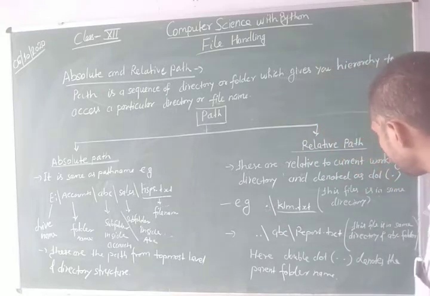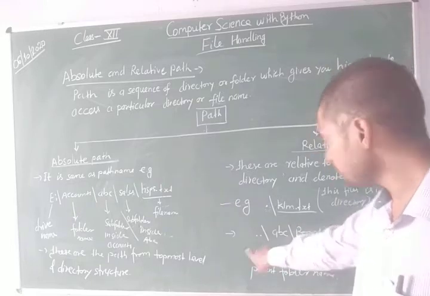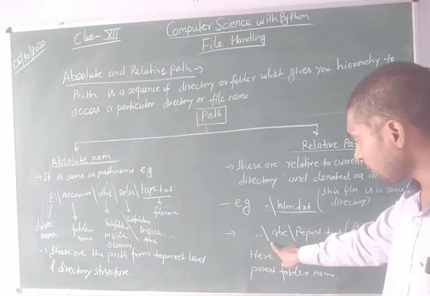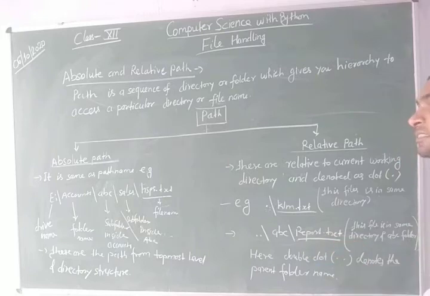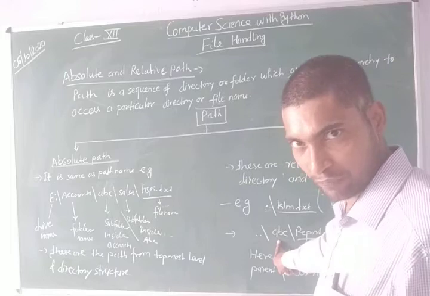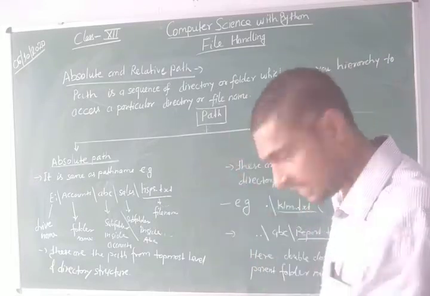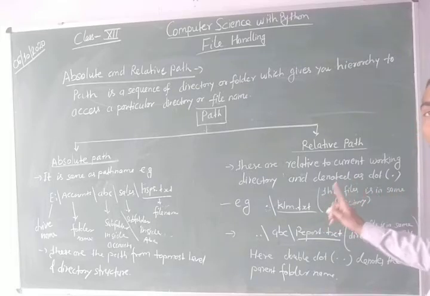The next method is double dot. Double dot denotes the parent directory. You can write like this: double dot, backslash, abc, backslash, report.txt. Here report.txt is the file and this file is inside the abc folder, the parent folder, and this folder is in the directory where you are. This file is in the same directory as the abc folder. Here this file is in the same directory in which you are.